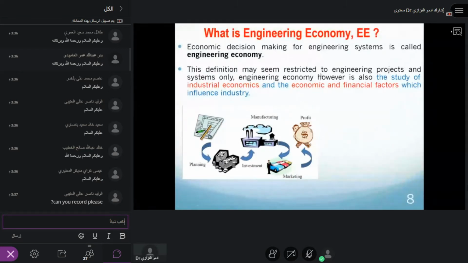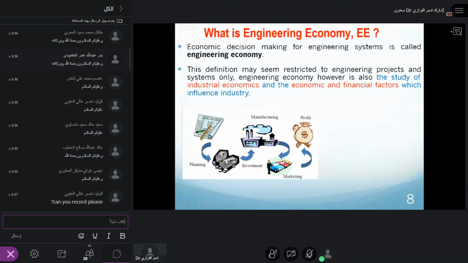This definition may seem restricted to engineering projects and systems only. From the look of it, you think it is restricted to only engineering projects and engineering systems. But engineering economy is also the study of industrial economics. So you have an industry, and all the finance and the economics that is going on in the industry is related to engineering economics. And the economic and financial factors which influence the economy in the industry are all regarded as engineering economics, engineering economy.